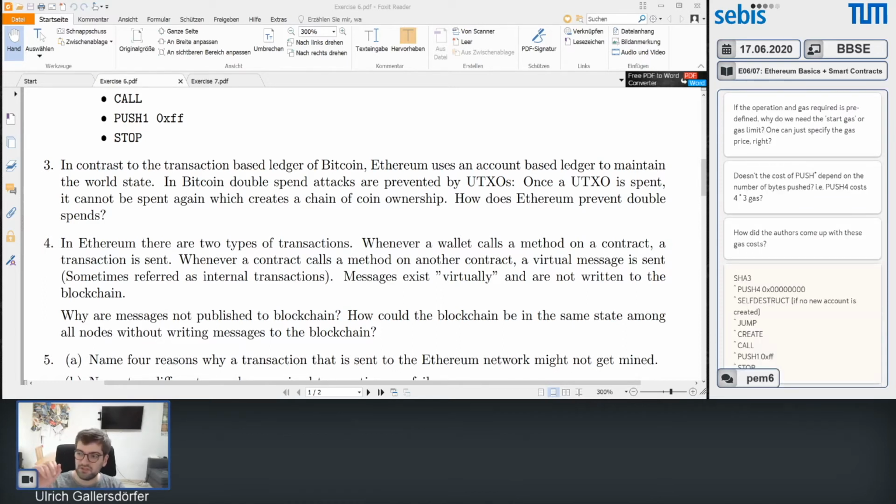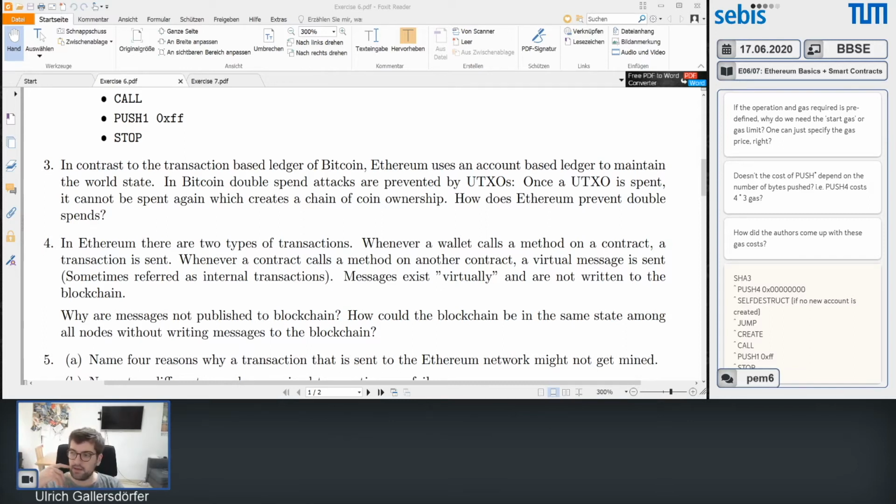Second question: if the operation and gas required is predefined, why do we need the start gas or gas limit? One can just specify the gas price, right? So we need the gas. The start gas is our gas price, so we need that for incentivization purposes, but that's something we discussed last week.